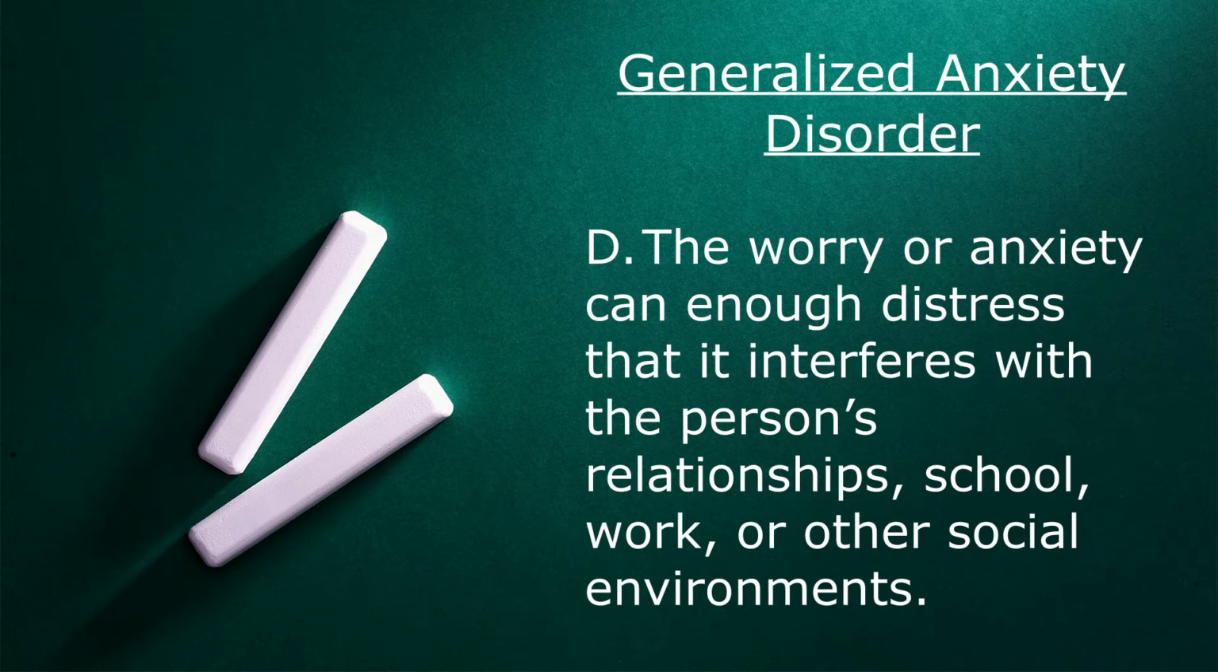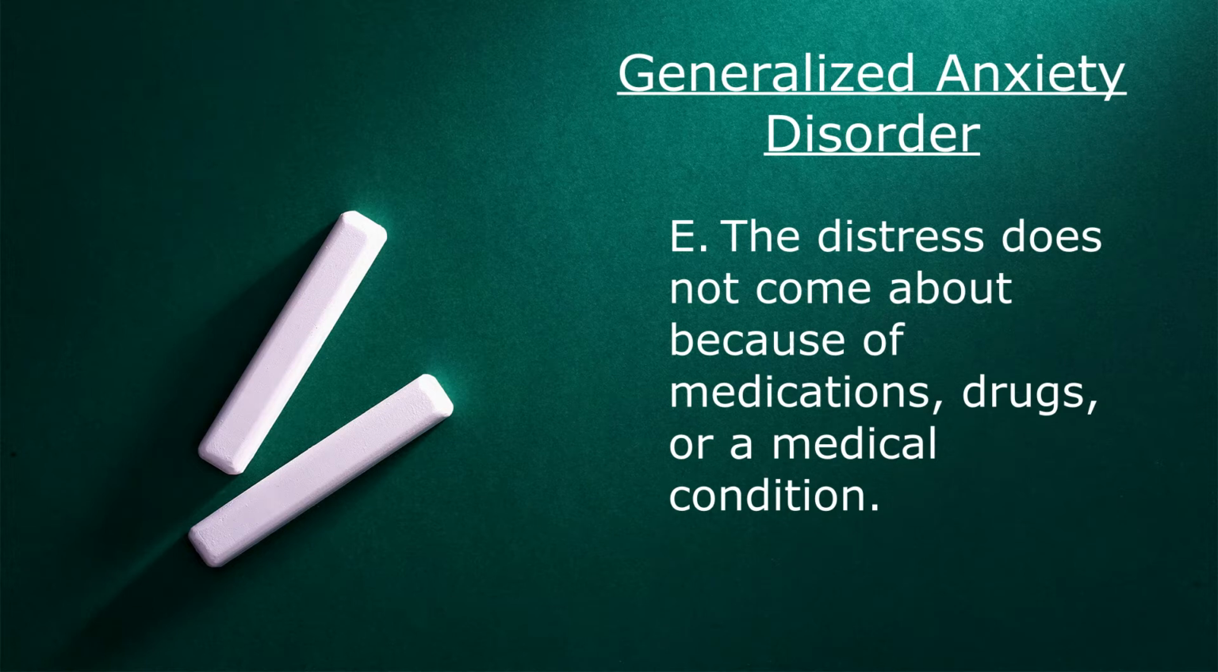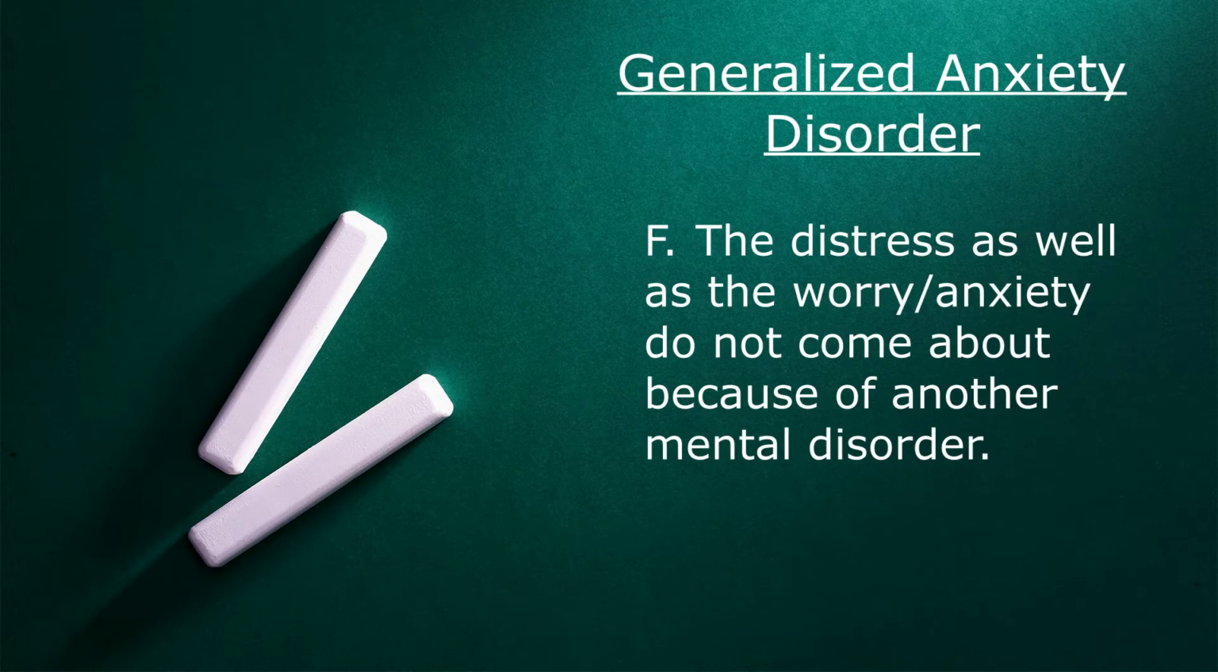D, the worry or anxiety can be enough that it causes a distress that interferes with the person's relationships, school, work, or other social environments. E, the distress does not come about because of medications, drugs, or a medical condition. And then F, the distress as well as the worry or anxiety do not come about because of another mental illness.